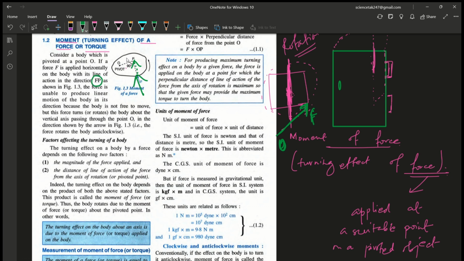Now you have the axis of rotation. What is supposed to be the axis of rotation? A perpendicular line passing through the point O. What is your axis of rotation? Important question. What is your axis of rotation for this diagram? It is supposed to be perpendicular to the pivot. So take a note of this. Okay, so I'm just writing it down here. What is your axis of rotation? The axis passing vertically through the point O. Axis of rotation.